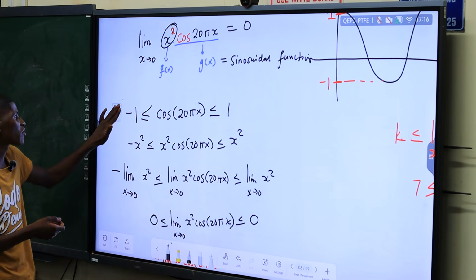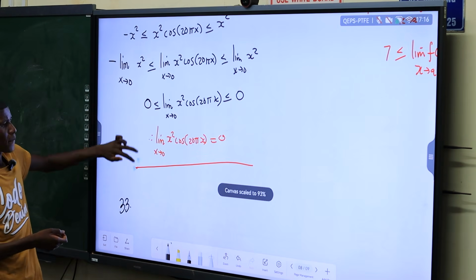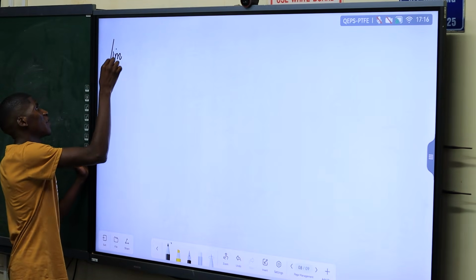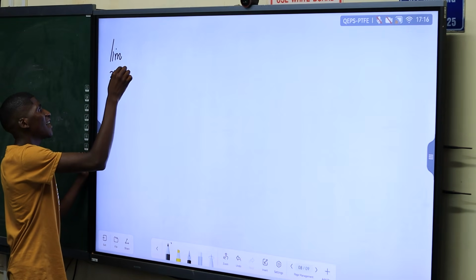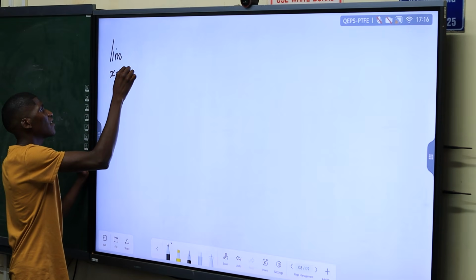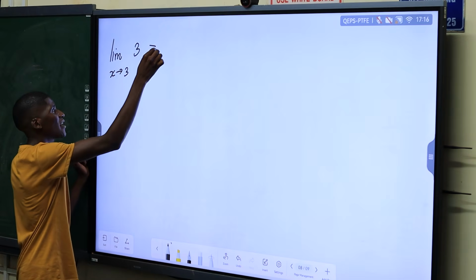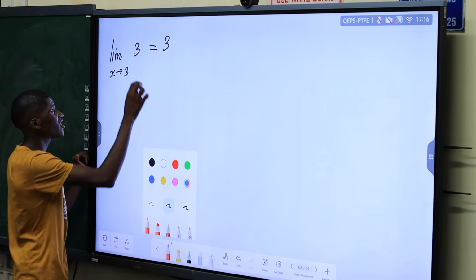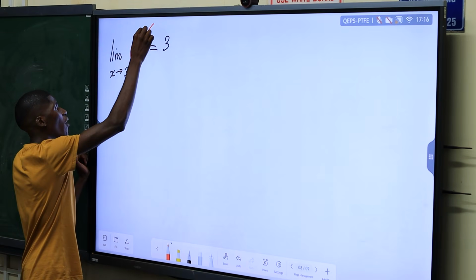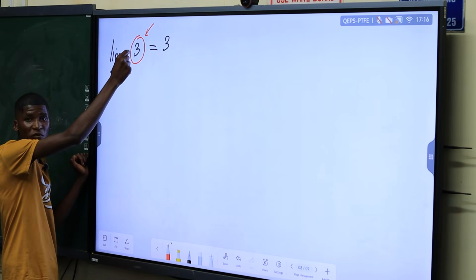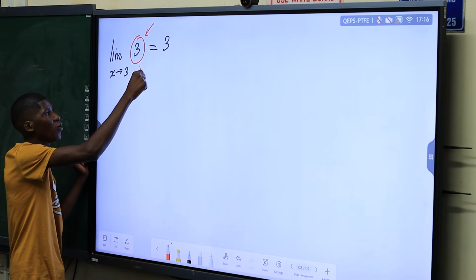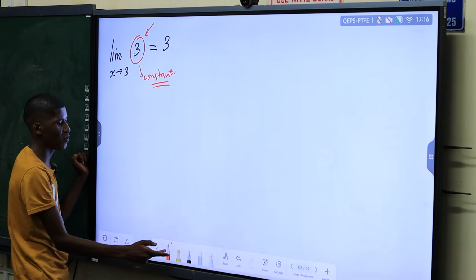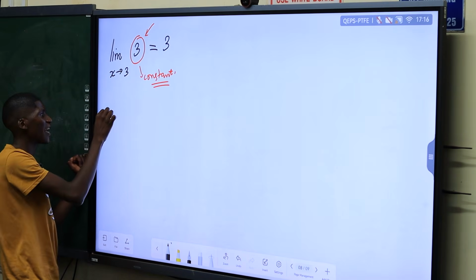And what is the limit of a constant? What is the limit of a constant? Limit as x goes to 3 of 3. What is this going to be? 3. So as long as your function value doesn't have x in it, we call it a constant. So the limit of a constant is the constant itself.